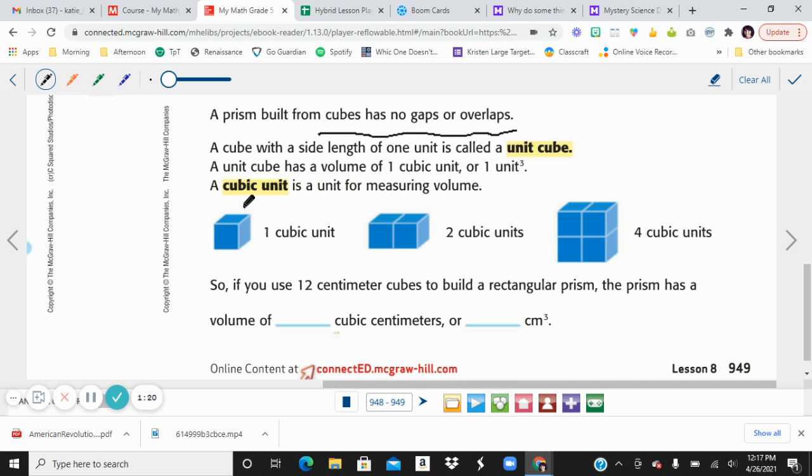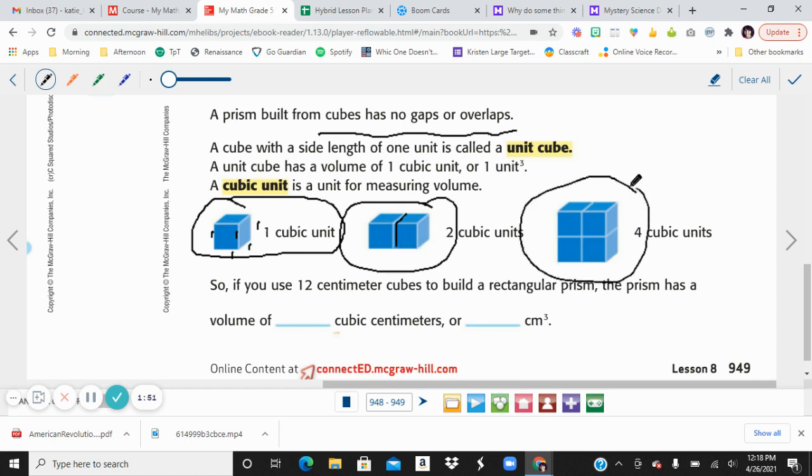A unit cube is one cubic unit. It's 1 by 1 by 1 all around. So if you measured it, it's 1 inch or 1 centimeter or whatever. Every measurement is 1, and because it's a cube, they're all ones all around it. This one is 2 cubic units. You can see they're sitting right next to each other. There's no gap between them, and they're aligned perfectly. This one is 4 cubic units.